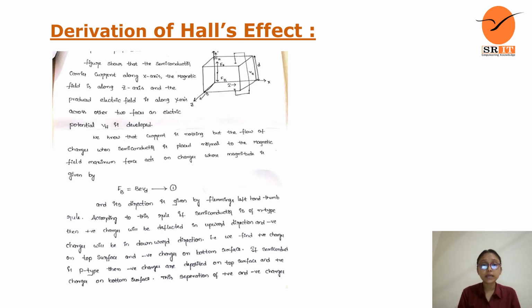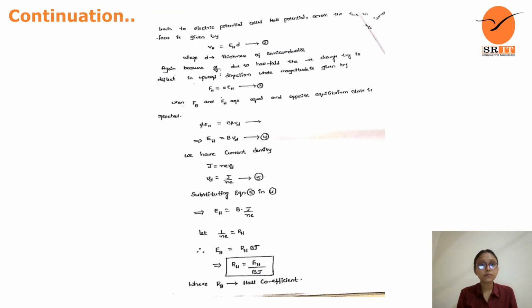Now, if the semiconductor is p-type, then the negative charges are deposited on the top surface and the positive charges are deposited on the bottom surface. This separation of positive and negative charges leads to an electric potential called the Hall potential across the given faces. This is given by the equation VH equals EH into d, which we take as equation 2, where d is the thickness of the semiconductor. Because of this Hall effect, the negative charges try to deflect in the upward direction, whose magnitude is given by FH equals e EH, where FB and FH are equal and opposite and an equilibrium state is reached.